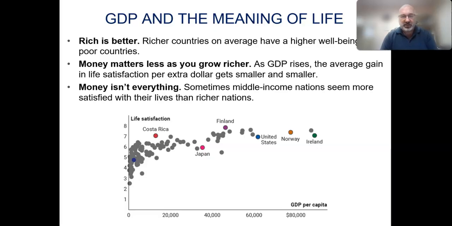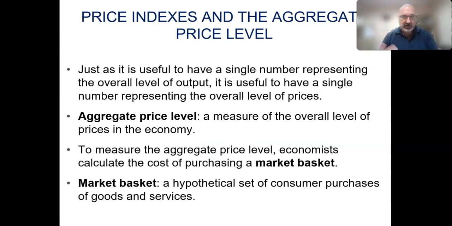This is that third part, money and everything. Middle income nations seem to be more satisfied in their lives than richer nations, and it's the same for people. Middle income people seem to be happier in their lives than extremely rich people. And it's one of those things. It just seems to be that way.